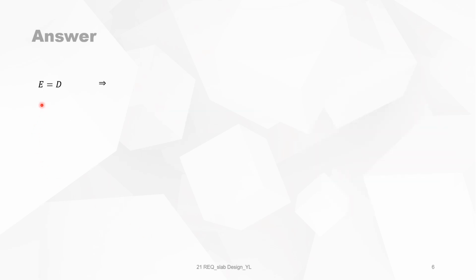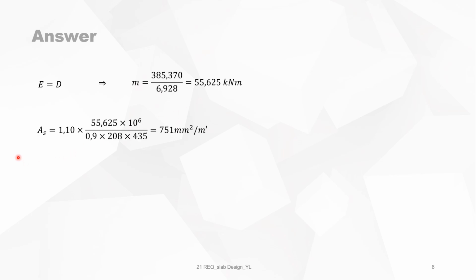E is equal to D, and from this we will calculate m, the maximum bending moment, which is 55.625 kilonewton meter per meter. The needed reinforcement: take the bending moment in the right units, Newton and millimeter, so you multiply it by 10 to the power 6, divide by the lever arm, which is 0.9 times d, and divide by the yield strength of the reinforcement. And you add 10% because we are working with the upper bound method. This gives you 755 square millimeters per meter.